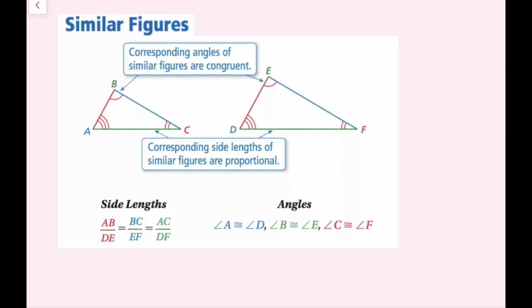Similar figures are figures that have congruent corresponding angles. That just means that the angles that match up in each of the figures are the same number of degrees. And then the side lengths are proportional. That means that you can set a ratio equal to another ratio. So in this case, the ratio of side length AB to DE is the exact same ratio as AC to DF. And that's also the same ratio as BC to EF. Okay, so those ratios are the same. So once again, similar figures have congruent corresponding angles and proportional side lengths.